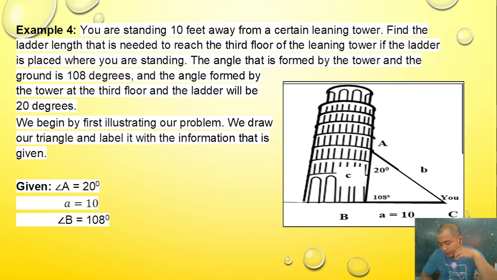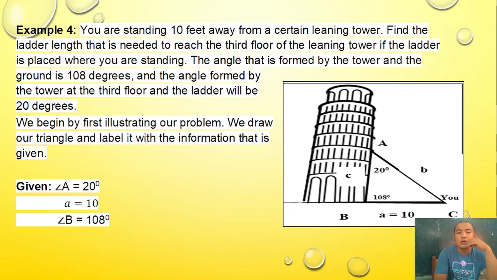So let us now apply our knowledge in law of sines and law of cosines by solving these word problems that can be solved using the law of sines and law of cosines. Number 4, you are standing 10 feet away from a certain leaning tower. Find the ladder length that is needed to reach the third floor of the leaning tower if the ladder is placed where you are standing. The angle that is formed by the tower and the ground is 108 degrees. And the angle formed by the tower and the third floor is 20 degrees.